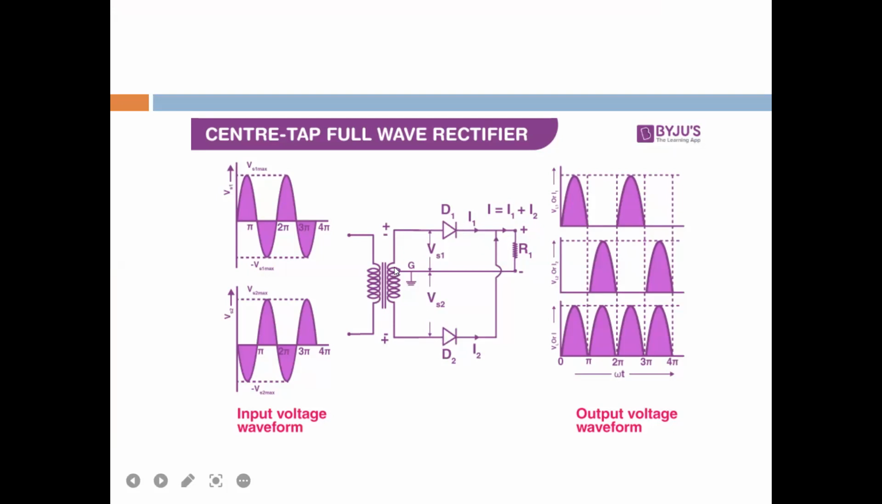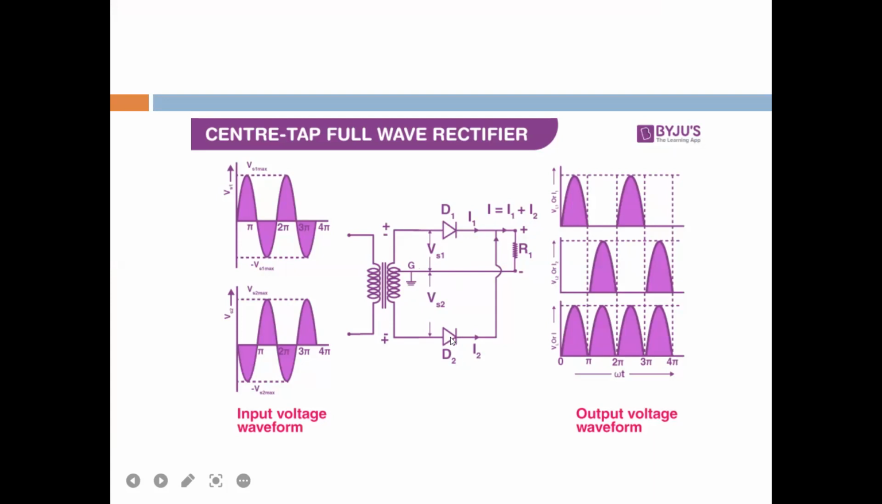This is a center tap transformer. See here, I is equal to I1 plus I2. Why is it called I1 plus I2? See the diagram. I1 occurs when D1 is forward biased, and I2 flows when D2 is forward biased. So it is called a full wave.